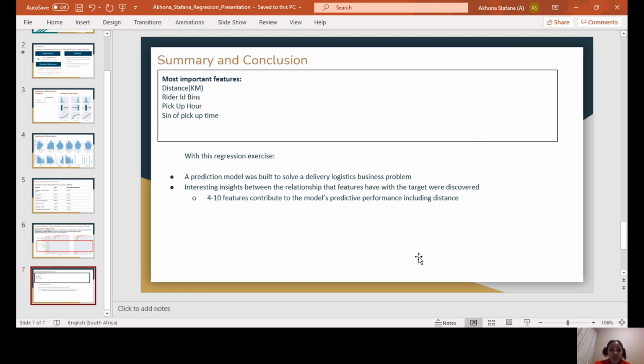Interesting insights between the relationship that features have with the target were discovered. Four to five features contribute to the model's predictive performance, including distance, as already mentioned.